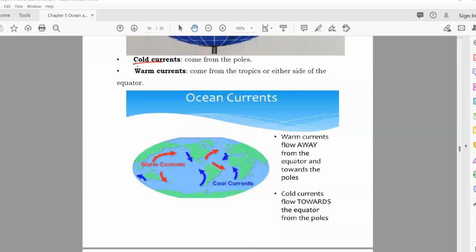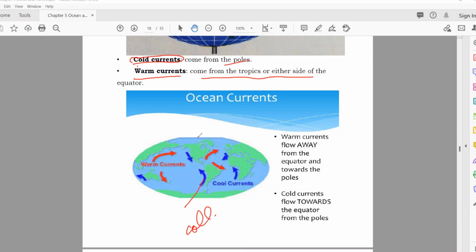The cold currents. Again, the cold currents mean the movement which comes from the cold poles, the North Pole and the South Pole, where you have the glaciers. Warm currents come from the tropics, on either side of the equator. For example, see here now. They are talking about the blue ones, they are cold.